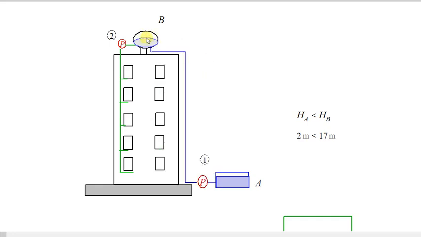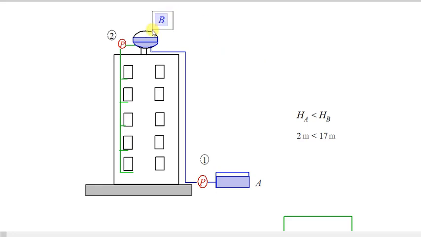Anyway, fill it with water. But think of it like this, yeah. Okay, so that is the water tank.